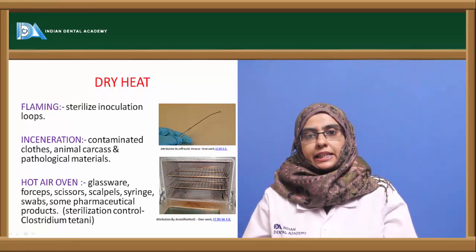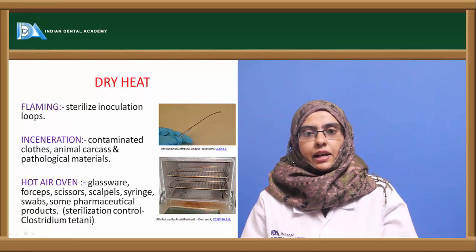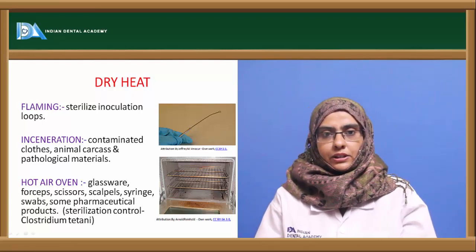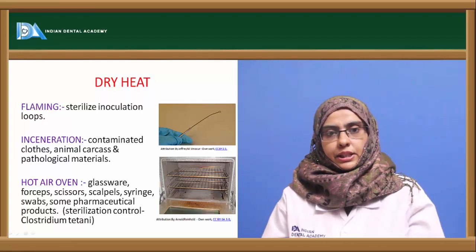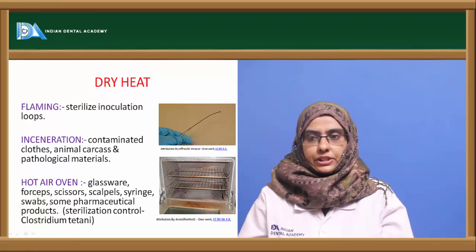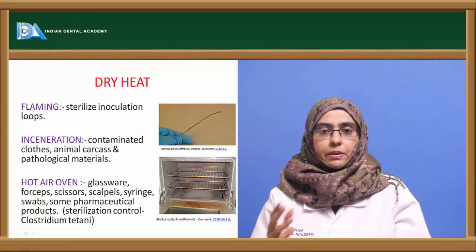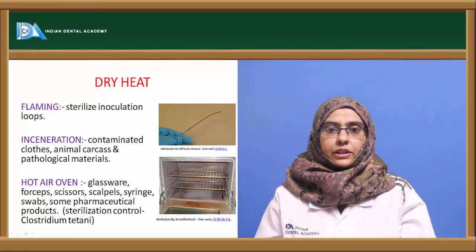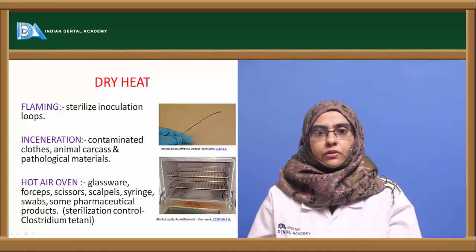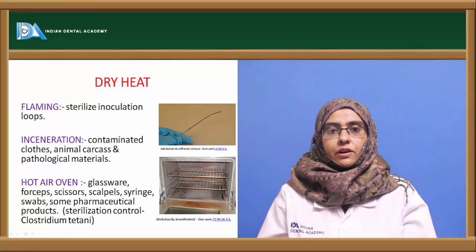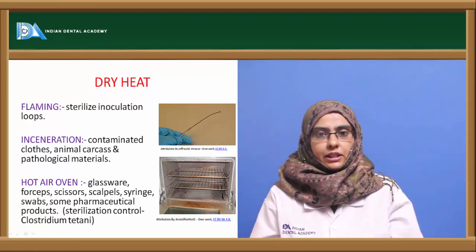It is a specially designed oven that is used to bring about sterilization of different labware in the microbiology laboratory, and mostly used to sterilize glassware, forceps, scissors, scalpels, syringes, swabs and pharmaceutical products. Again, you have to keep in mind which type of product you are going to sterilize. The temperature in the hot air oven is around 160 degrees centigrade for 1 to 2 hours, depending upon the nature of the material being sterilized.